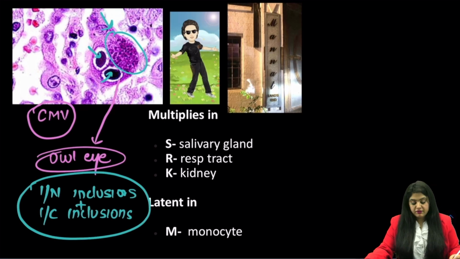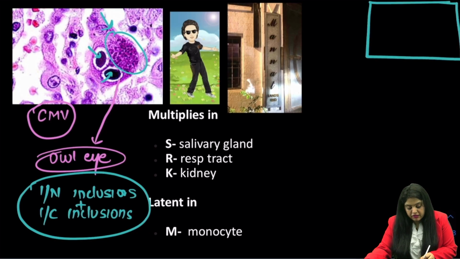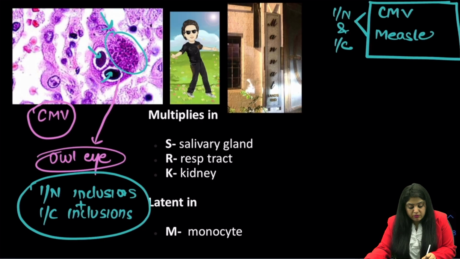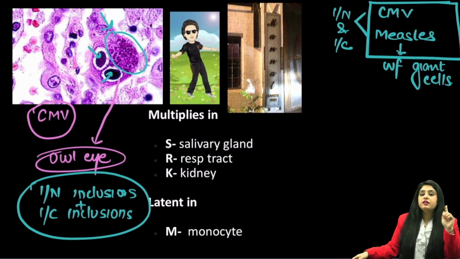I hope that is okay with everyone. Which other virus can show you intranuclear and intracytoplasmic inclusions? One of them is definitely in front of you, CMV. The other one is measles. From pathology, tell me, measles shows you which giant cell? Warthin-Finkeldey giant cell.